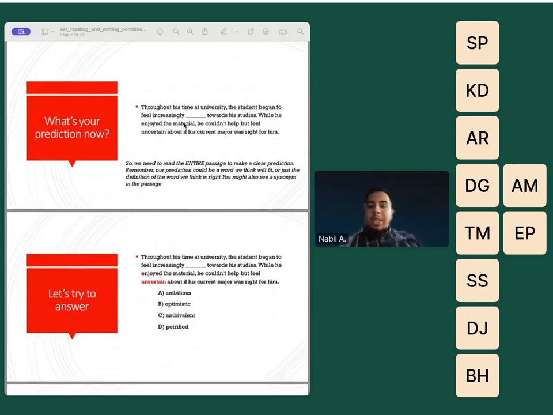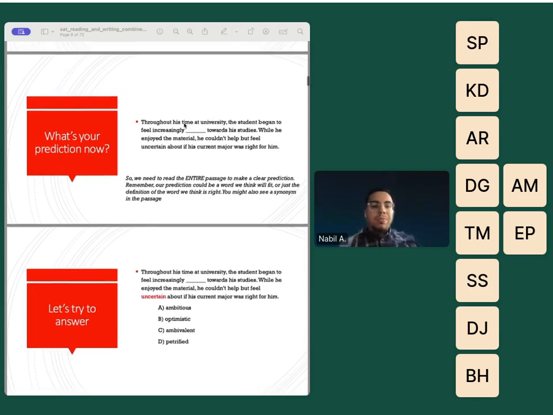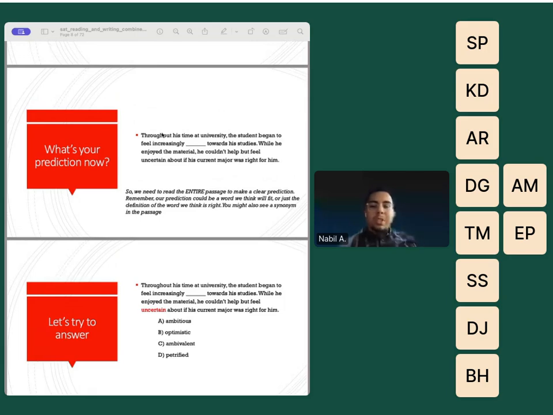Feel free to stop me anytime if you have any questions with these strategies. So let's try to make that prediction now. With this passage: throughout his time at university, the student began to feel increasingly blank towards his studies. While he enjoyed the material, he couldn't help but feel uncertain about if his current major was right for him.